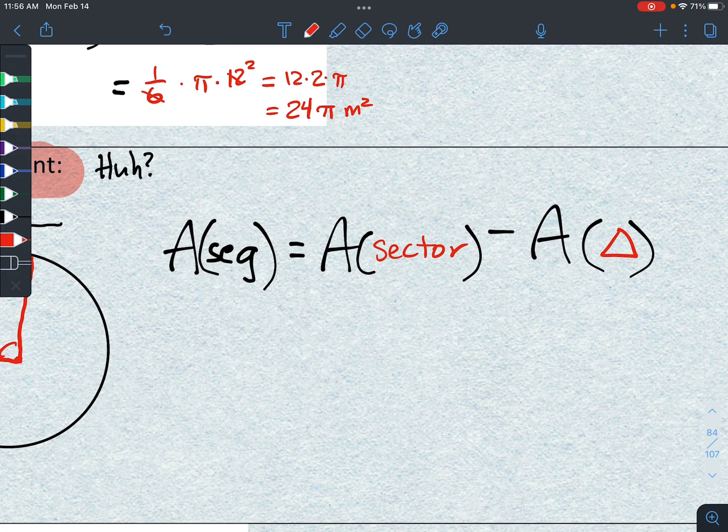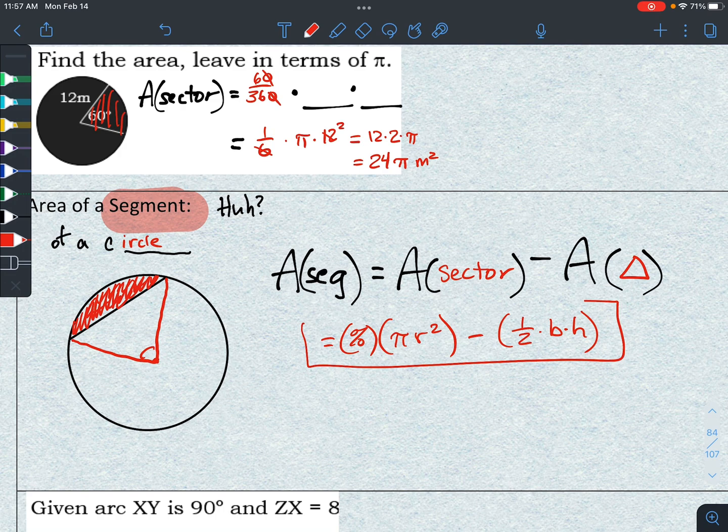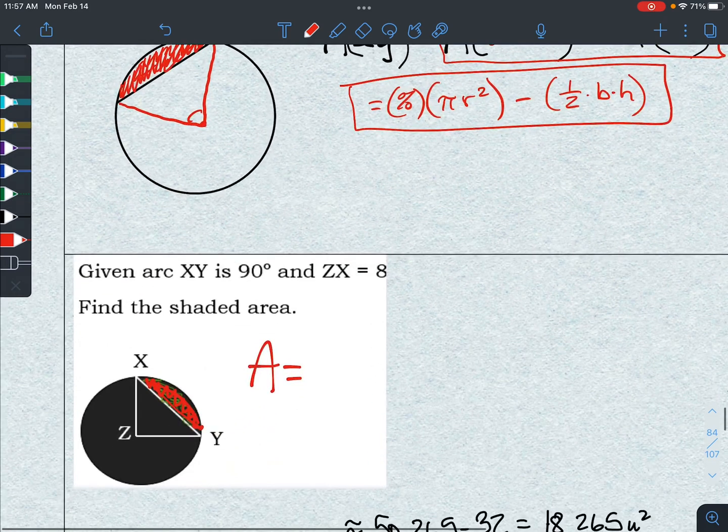All right. Again, how do we do this? Well, the area of the sector is a percentage times pi r squared, right? Minus the area of the triangle, which is 1/2 base times height. All right. That is the formula that you should use, though I think this is almost as useful because that's where we get it from.